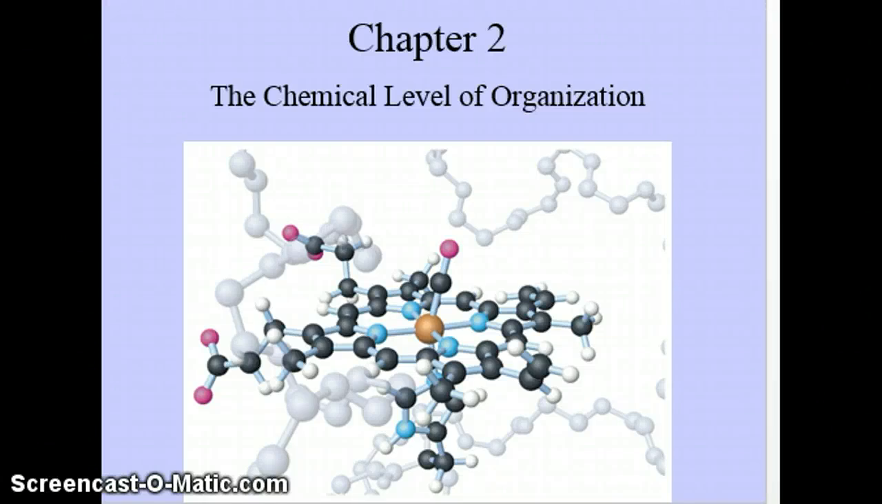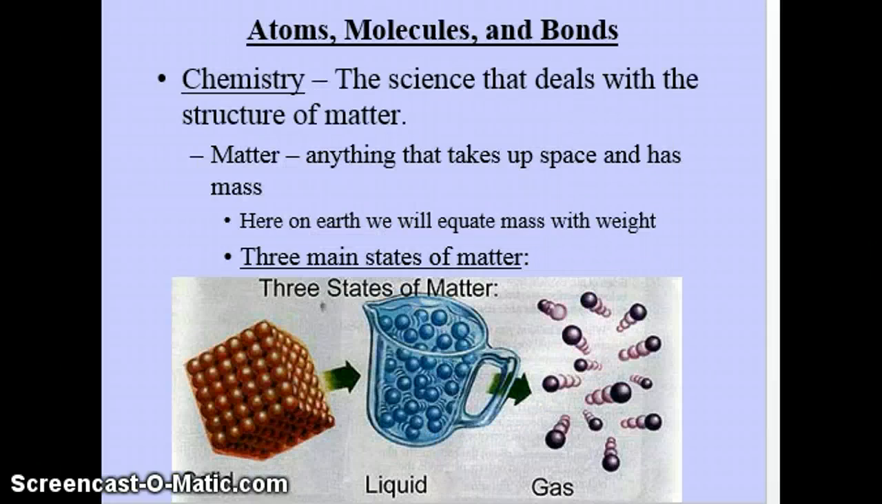Here we are talking about the chemical level of organization. Chemistry is the science that deals with the structure of matter. And matter is anything that takes up space and has mass. And here on Earth, we will equate mass with weight. So what exactly does that mean? That means that mass and weight are exactly the same thing here on Earth.